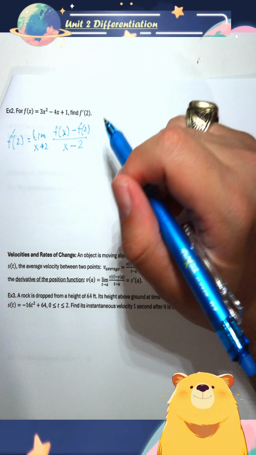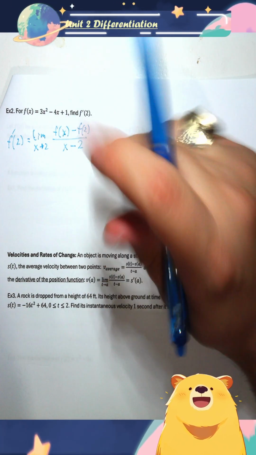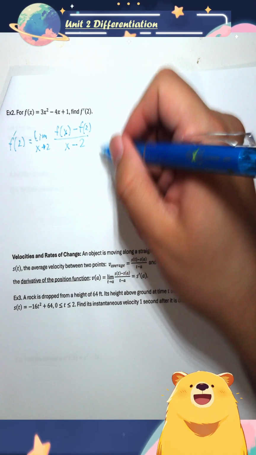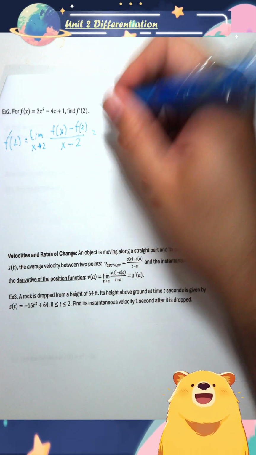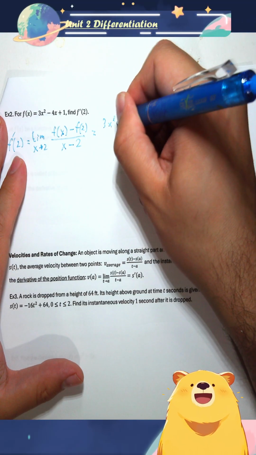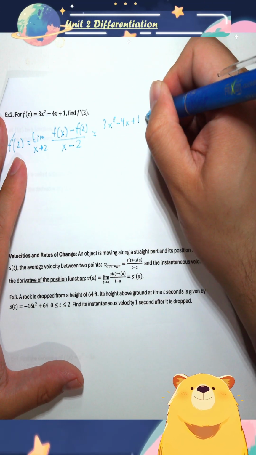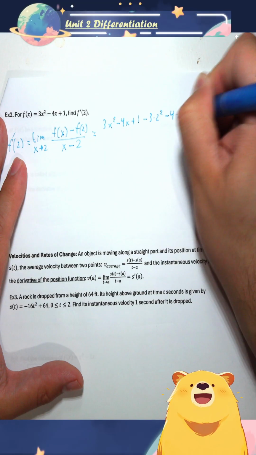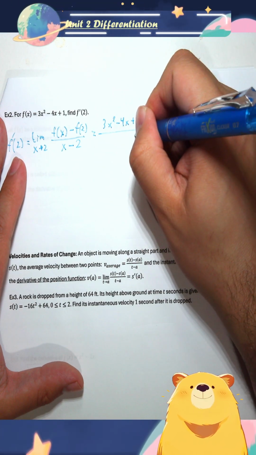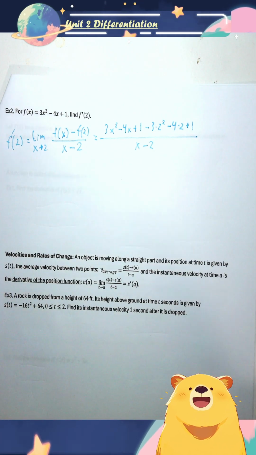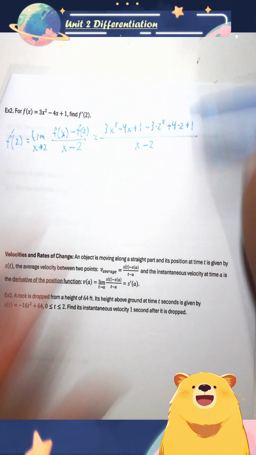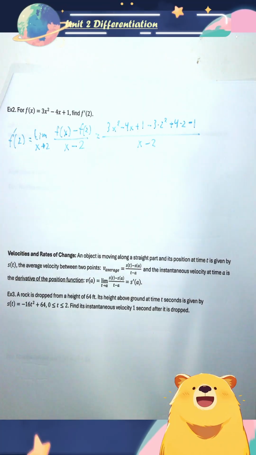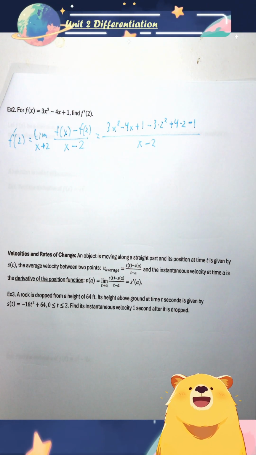We need to figure out f of 2 just on the side. You could technically do that in the problem itself. Don't write this down, but we could literally go 3x squared minus 4x plus 1 minus 3 times 2 squared minus 4 times 2 plus 1 over x minus 2. But you can see how, oh, even I messed up here. I forgot to distribute the negative properly, and it just looks a little too clunky. We want to make it as streamlined as possible.